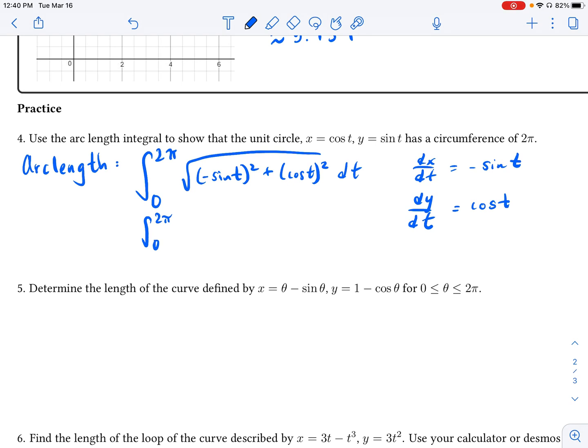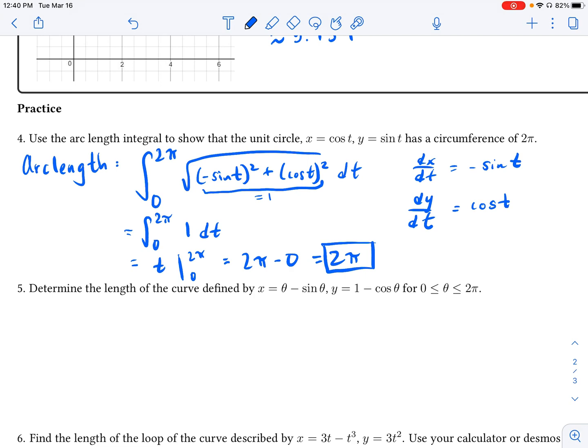Does that look familiar to you? Yes, that is a Pythagorean identity. All of this we know is equal to 1. So you're just integrating 1 with respect to t. That's just going to be equal to t, evaluated from 0 to 2 pi. So you get 2 pi minus 0, which is just 2 pi. And that's sort of neat.